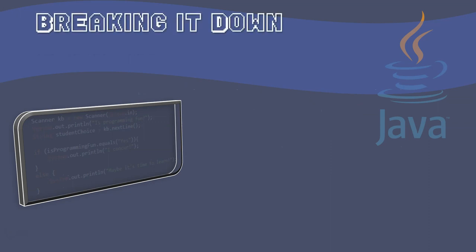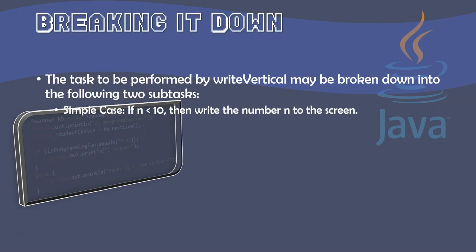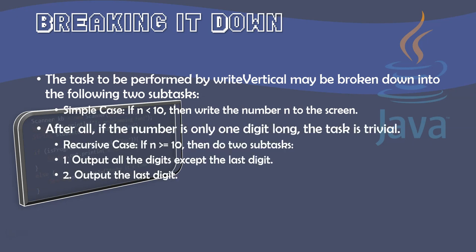So let's break this down just a little bit more. The task to be performed by writeVertical may be broken down into two subtasks. So it's a very simple case. If n is less than 10, write the number to the screen. After all, if the number is only one digit long, the task is relatively simple. Our recursive case, though, is if n is greater than or equal to 10, then we have two tasks to do. We have to first output all the digits except for the last digit, and then output the last digit.